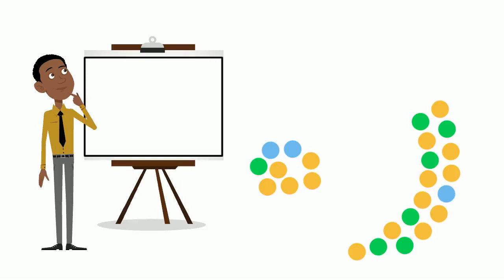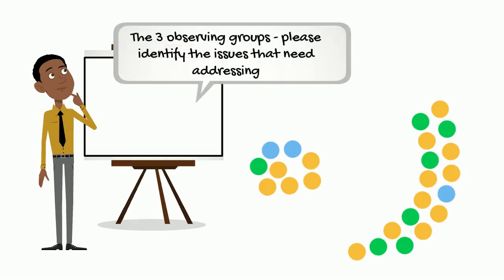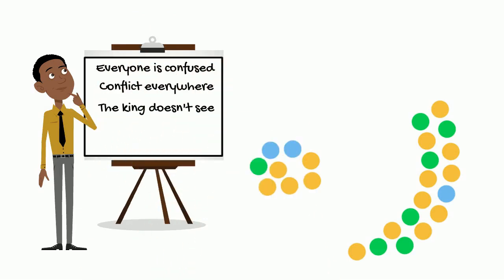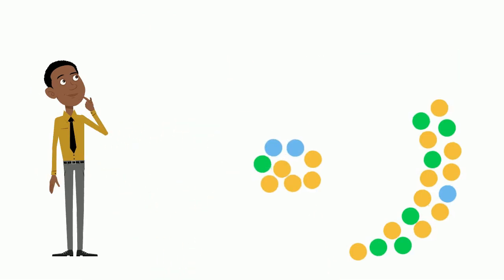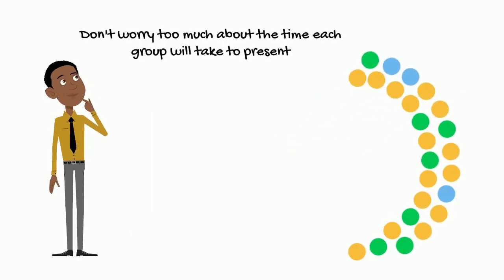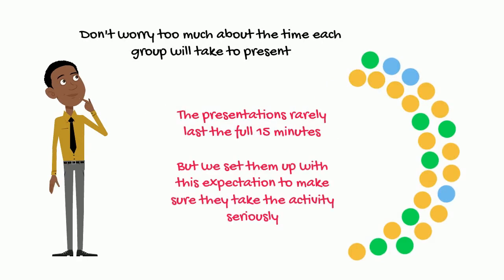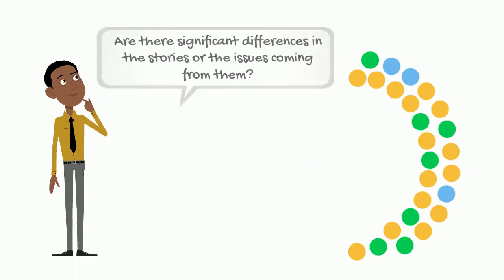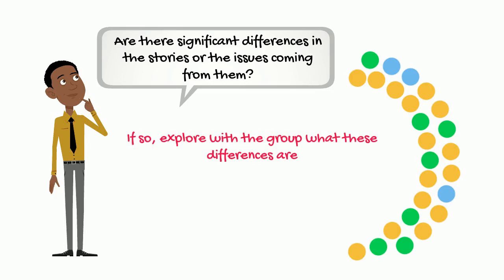At the end of each story, ask the other 3 groups observing to identify the issues that need addressing. As the facilitator, write each issue they offer down on a piece of flip chart paper, but allow no discussion yet. Don't worry too much about the time each group will take to present. We find that the presentations rarely last the full 15 minutes, but we set them up with this expectation to make sure they take the activity seriously. At the end of the 4 stories, ask the group whether there are significant differences in the stories or the issues coming from them. If so, explore with the group what these differences are.